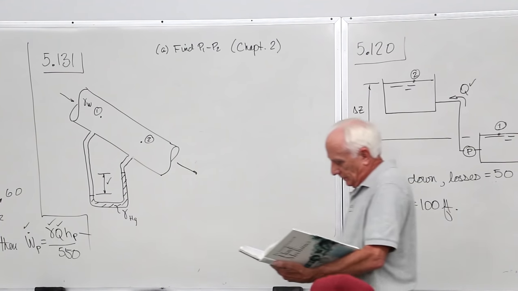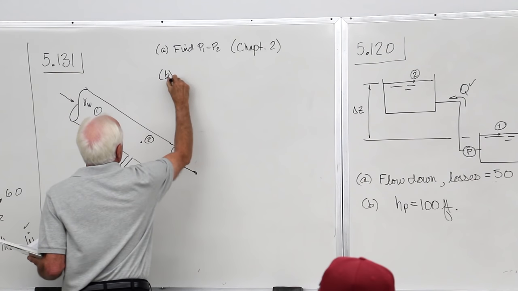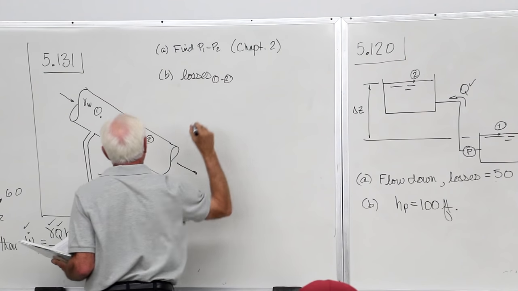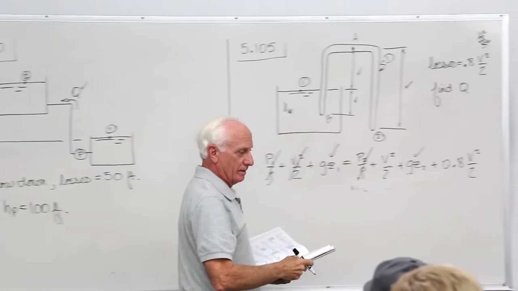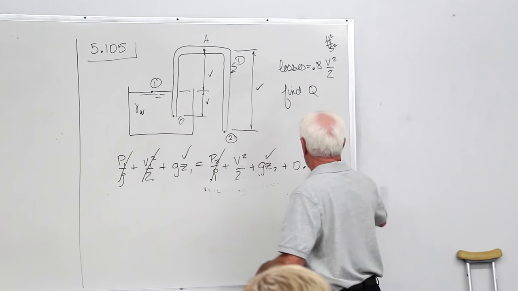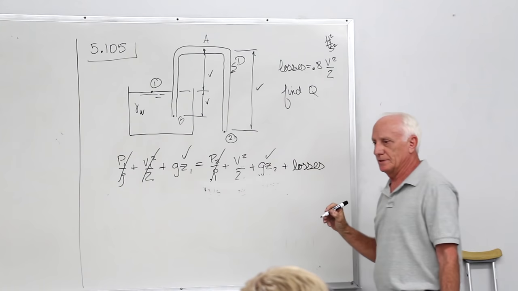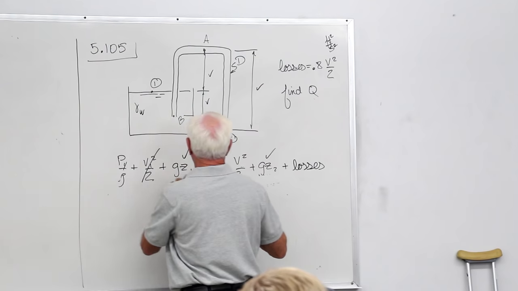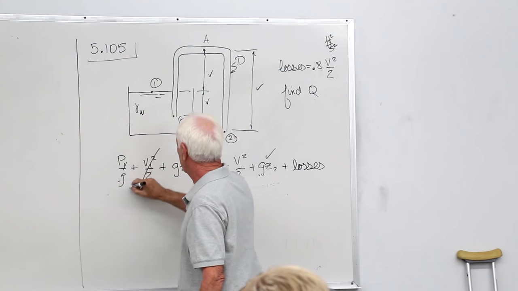Okay, part B, the loss between sections one and two. Okay, that's over there again. Is there a pump? No. Is there a turbine? No. Are there losses? Yes. Leave it in. Do I know P1 minus P2? Of course I do. I found that from part A.